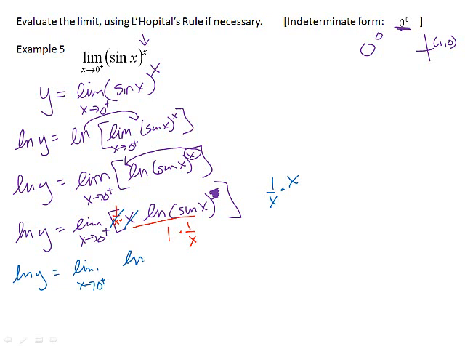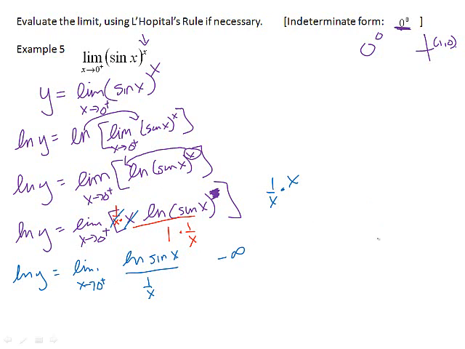So I have the natural log of sine of x over 1 over x, and that is what I'm trying to find the limit of. Let's see what happens if I use direct substitution on that. What's the sine of 0? 0. What's the natural log of 0? It's supposed to go to negative infinity.